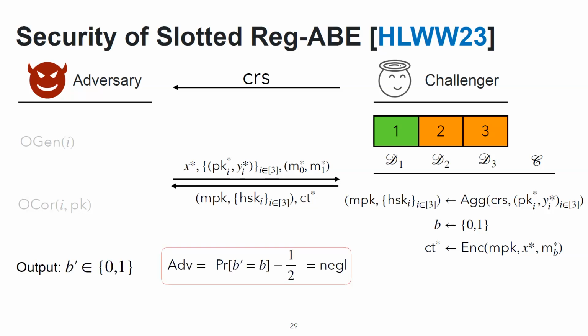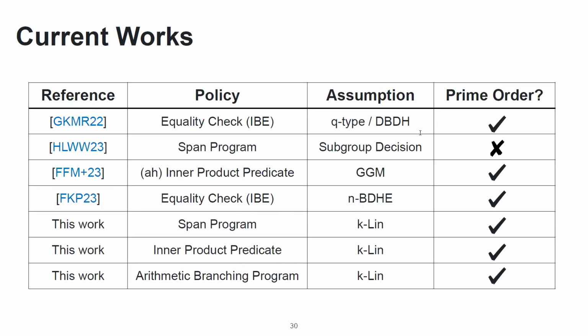We say the slotted registry ABE is secure if the adversary has no idea which message was encrypted. Compared with current work, our work is the first generic black box construction on the k-lin assumption. Our construction can imply some concrete schemes on the k-lin assumption and in prime order groups. I should mention that the registry IPE from our work doesn't achieve the triple hiding. This suffers from some property of predicate encodings.